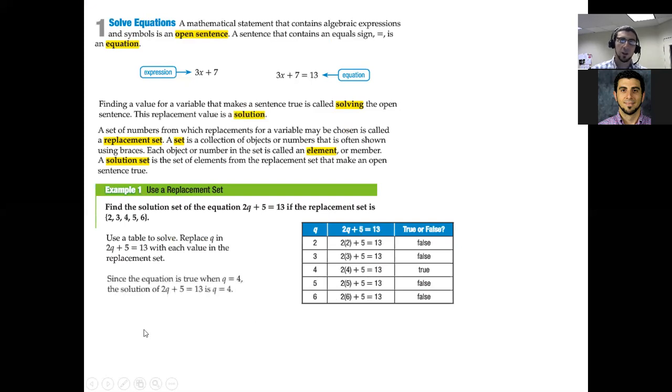Since the equation is true when q equals 4, the solution of the equation is q equals 4. You can write the solution set as just 4 inside braces, because remember, a set is a number or numbers placed within braces. Since the solution to this equation is only 4, the solution set is only {4}.